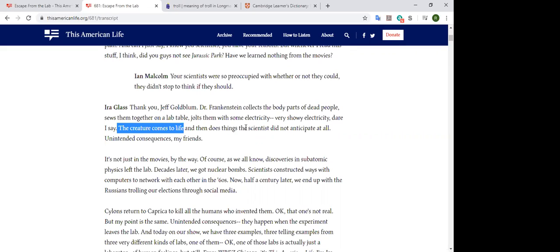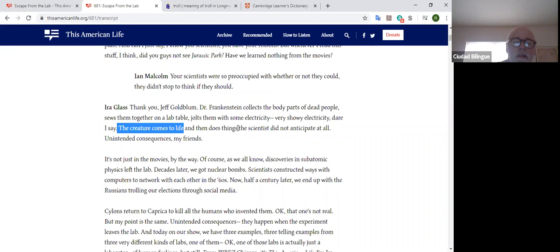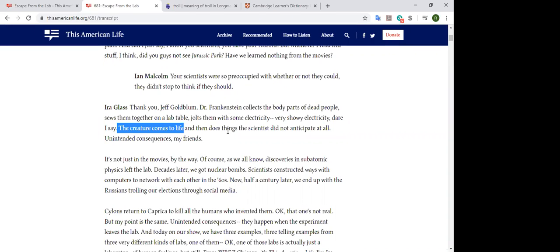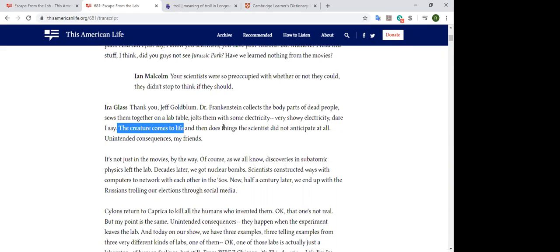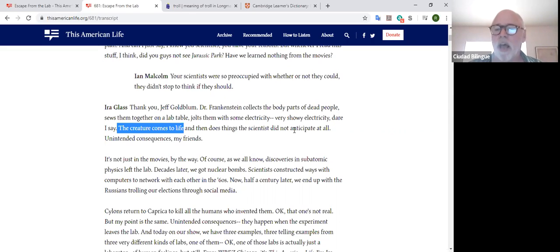Yes. Does the creature come to life? Yes, it does. Does the creature go swimming? No, it doesn't. Does the creature buy a car? No, it doesn't. Does the creature learn English? No, it doesn't. So what does the creature do? The creature comes to life. Excellent. Laura Santana.